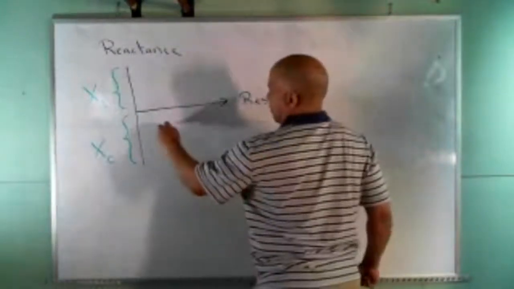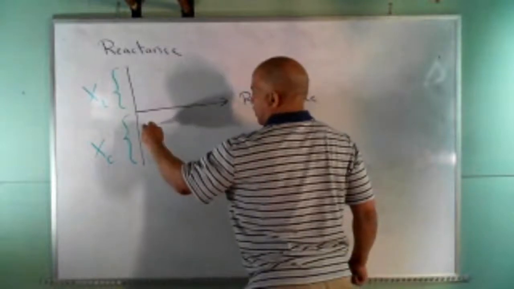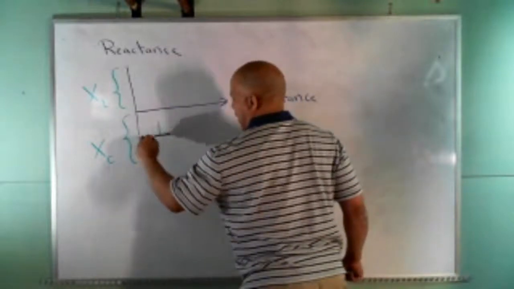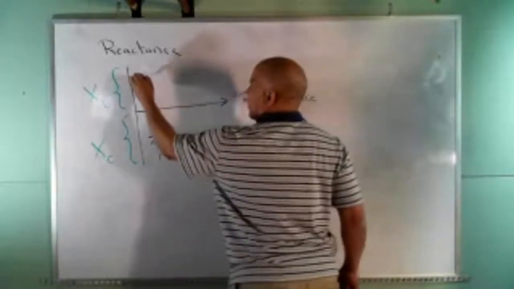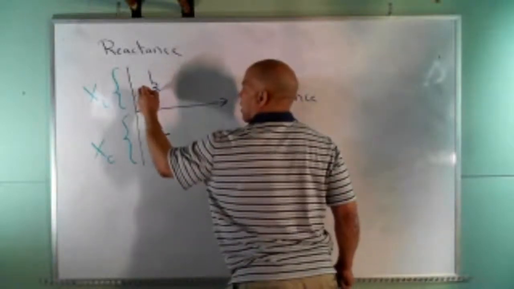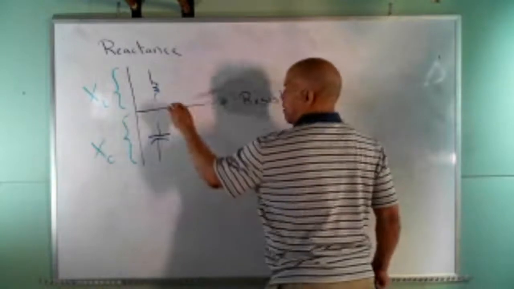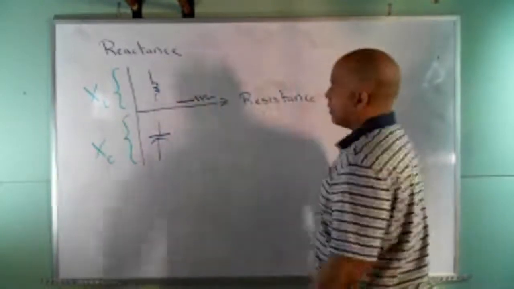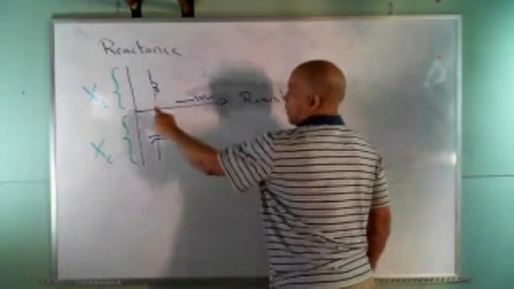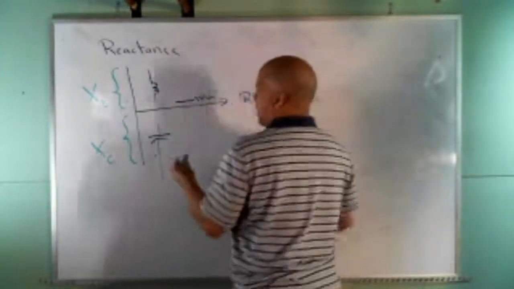Here, in this, I have capacitors. And then here, that would be my inductor. And then here, that would be my resistance. So if I'm on this axis, is that. I'm on this axis. Don't confuse.